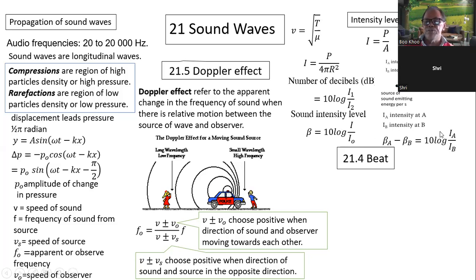I will not derive it for you, but it's very easy. You just have the same source and then a distance A and distance B. So the difference in sound level between A and B is 10 log of intensity at A divided by intensity at B. Okay, now you can use that. If not, it doesn't matter. You can use this formula, and usually this formula is given.